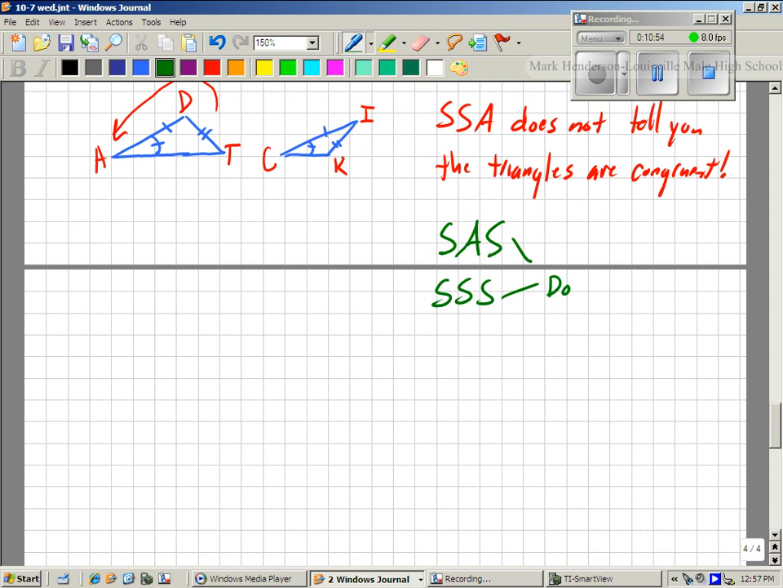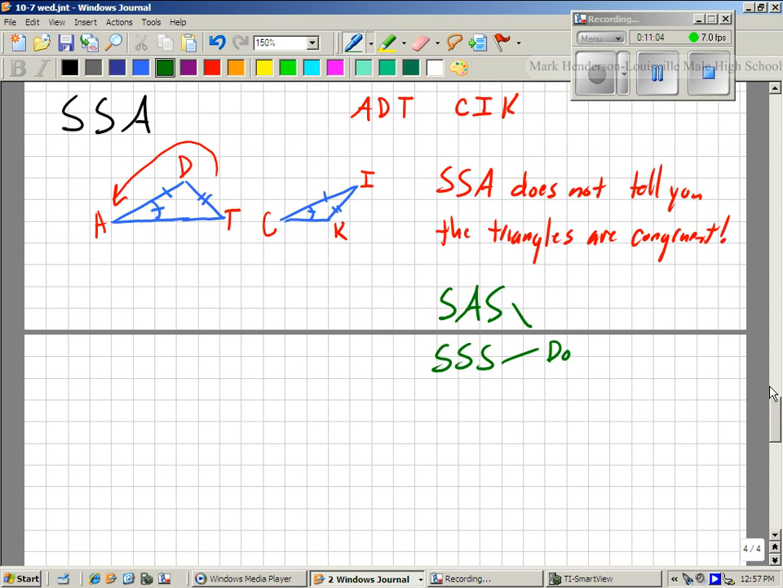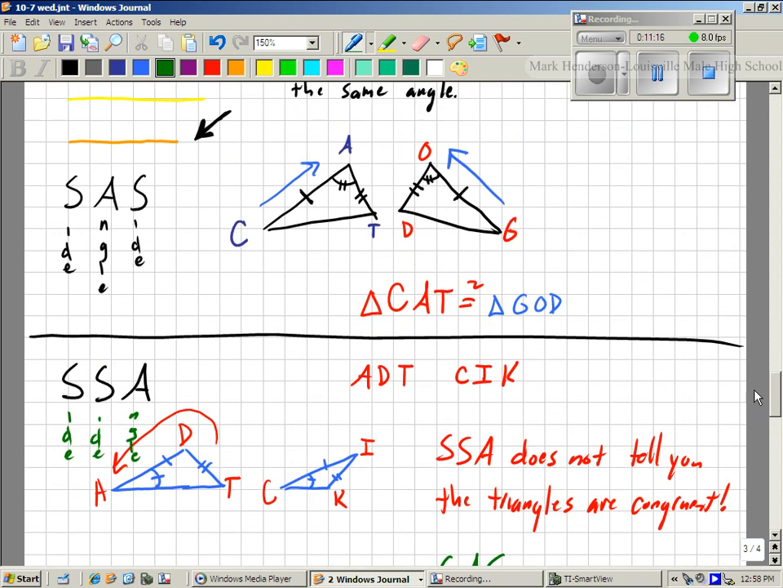Like, how do you tell the difference between an SSA and an SAS? That's a good question. The answer is it has side, then angle, right? Up here it was side, then an angle in between, and then the other side.